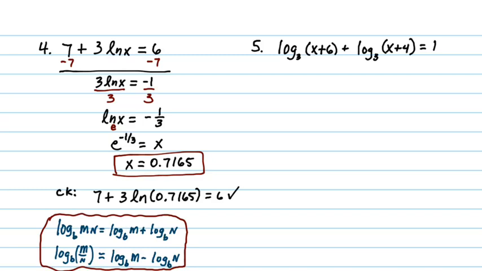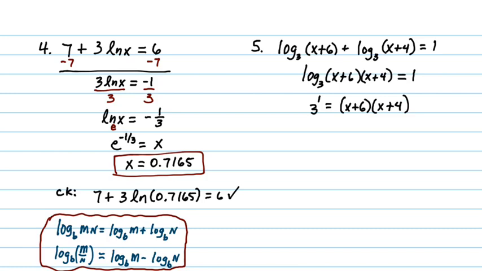So this will be the log of the product of x plus 6 and x plus 4. And that's equal to 1. So now you still have base, exponent, answer. You've got your 3 parts. It just looks a little more complicated. So let's go ahead and write that. And we're going to have to FOIL. We've got some work to do.